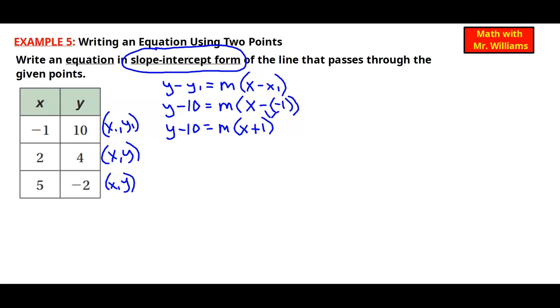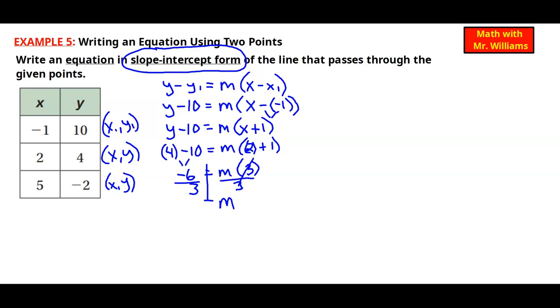Now we're going to go ahead and substitute in either the 2, 4 or the 5, -2. I'm going to pick the first one, that 2, 4. So we'll substitute the 4 in for the y and the 2 for the x. Let's do some math. So we have 4 minus 10, -6, equals m, and 2 plus 1 is 3. Let's go ahead and draw our line of equality here. So now to get rid of the 3, we're going to divide by 3 on both sides. Our slope equals -6 divided by 3 is a -2.